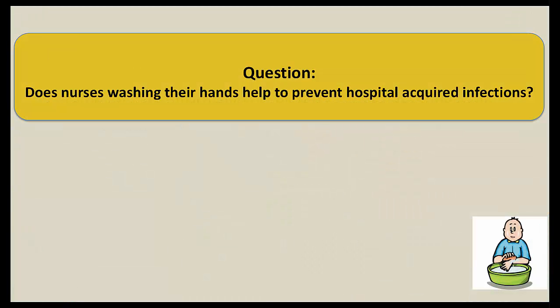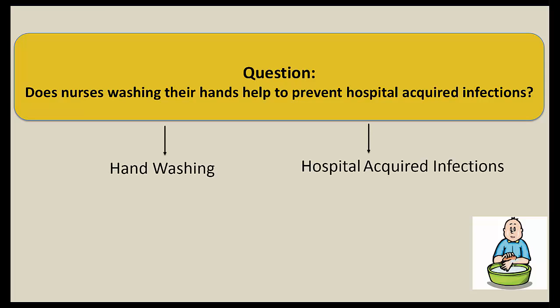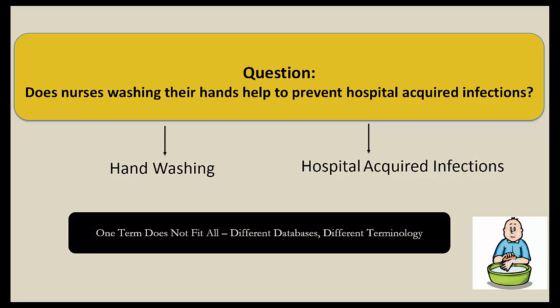Now back to our question. When we explored this question earlier, we determined there were two concepts or terms that we wanted to search: hand washing and hospital-acquired infections. But when we searched them, we only found 30 articles in PubMed. The reason for this is because when it comes to searching, one term does not fit all, and many times you'll have to use more than one term in order to ensure that you're getting as much of the information as possible.